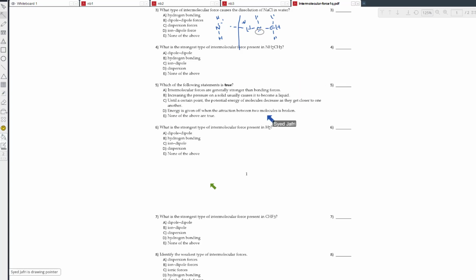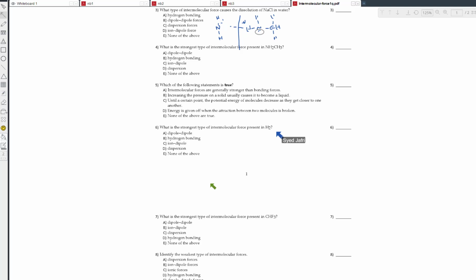Intermolecular forces are between two molecules. So it's like, suppose your relationship within your home is stronger than with your neighbor. Okay. So now, what about the second one? Increasing the pressure on a solid usually causes it to become a liquid.